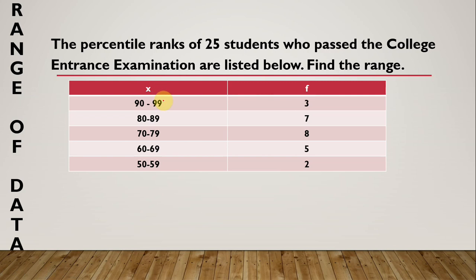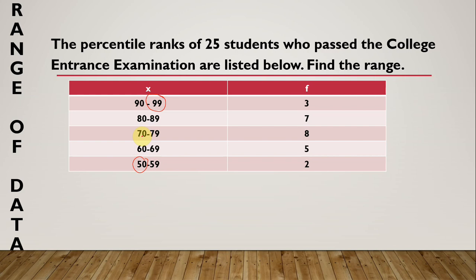So first step, hanapin po muna natin yung upper class limit. Tandaan po natin yung upper class limit, siya po yung highest value po natin dun sa given set of data. And that is 99. Next, hanapin naman po natin yung lower class limit natin. Yung lower class limit naman po natin, siya yung lowest value or the smallest value in a given data. And that is 50. After natin kunin yung lower class limit at yung upper class limit po natin, kukunin na po natin yung ating boundaries or yung class boundaries natin.